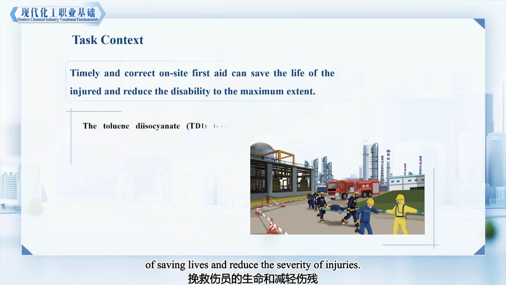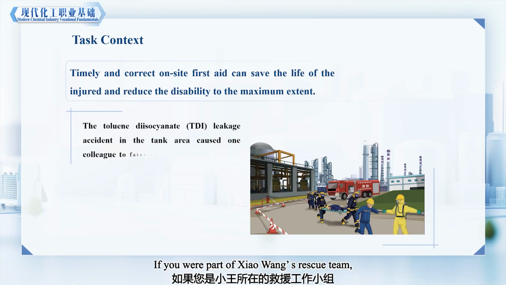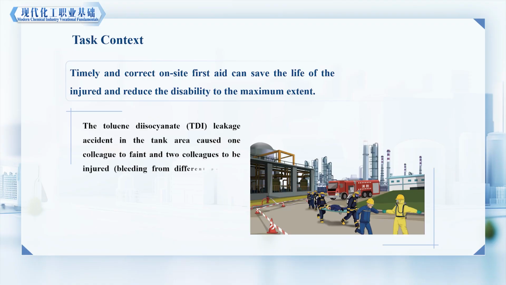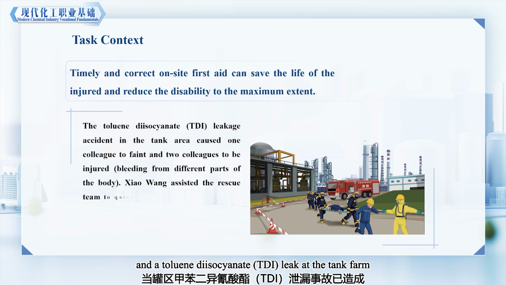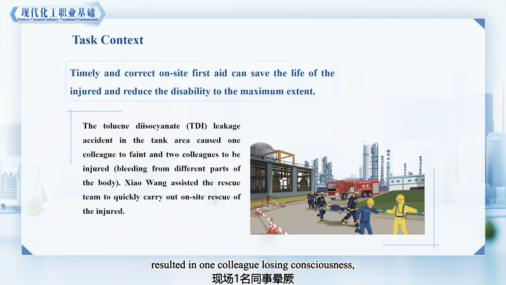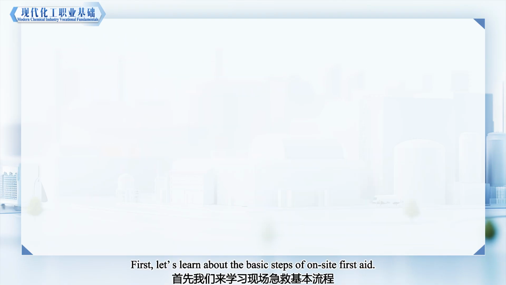severity of injuries. If you were part of Xiaowang's rescue team and the toluene diisocyanate (TDI) leak at the tank farm resulted in one colleague losing consciousness and two colleagues suffering bleeding injuries, how would you provide on-site emergency rescue? First, let's learn about the basic steps of on-site first aid.